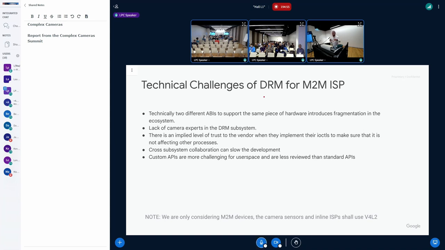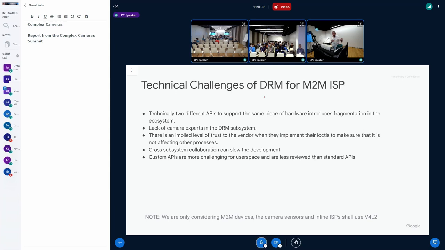The other is, in DRM, the API is custom. You don't have a high-level API like NVIDIA for Linux. When you implement a custom API, you need to introduce some trust into the vendor, in that they're implementing that API in a way that is secure. You don't want that API to be able to control the image engine. And you need to trust the vendor, and reviewing that code is more complicated.